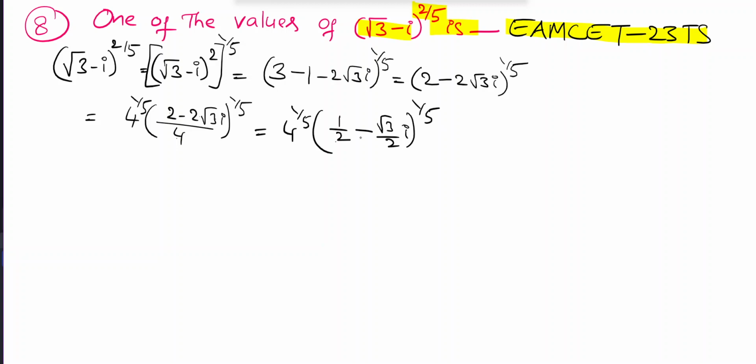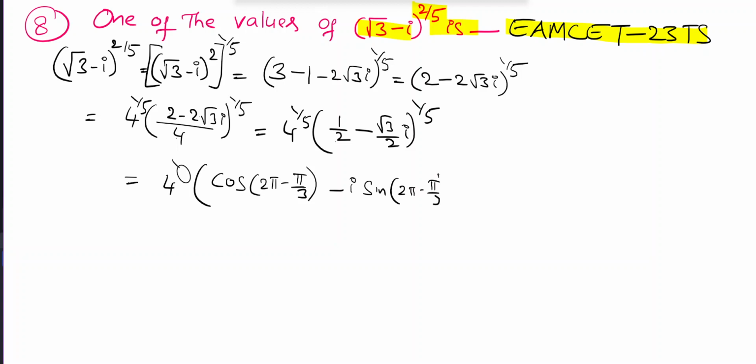Here 1 by 2 is positive, minus root 3 by 2. The real part is positive and the imaginary part is negative. That means this lies in the fourth quadrant. This is written as 4 to the power of 1 by 5 into cos, where 1 by 2 is cos 60, in the fourth quadrant 2 pi minus pi by 3, minus i into sin of 2 pi minus pi by 3. This sign is negative.